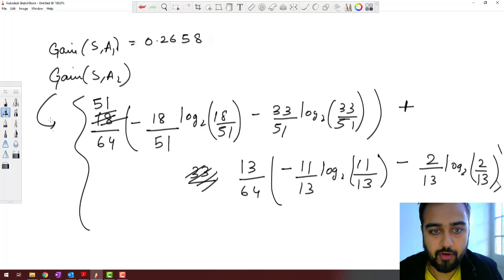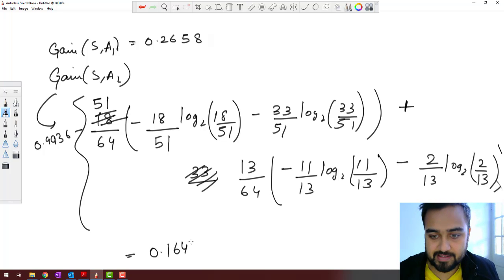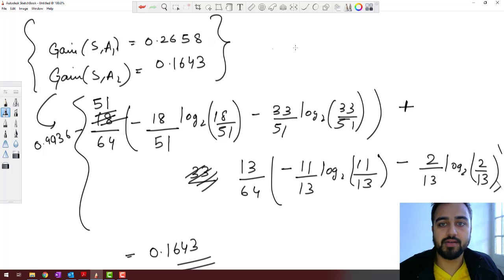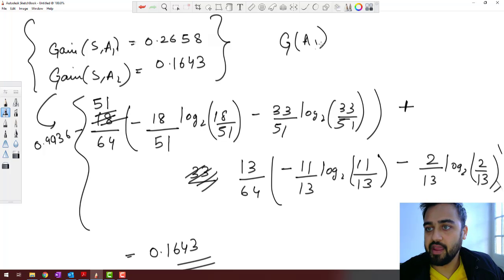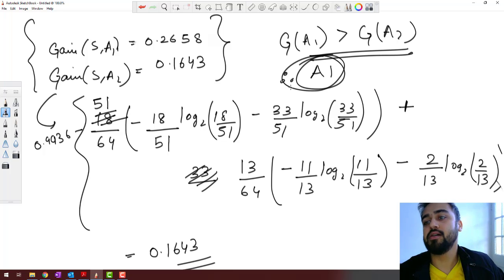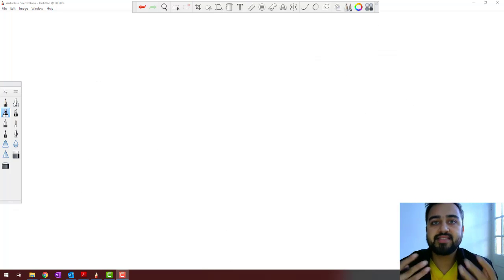Now you subtract this value from 0.9936. What you will get as a result is 0.1643. So gain of A2 becomes 0.1643. Comparing both of these values, we see gain of A1 is greater than gain of A2. Therefore, we select A1 as the attribute to split on. So as you've seen, how we can select a particular attribute and start building our decision tree out of it.